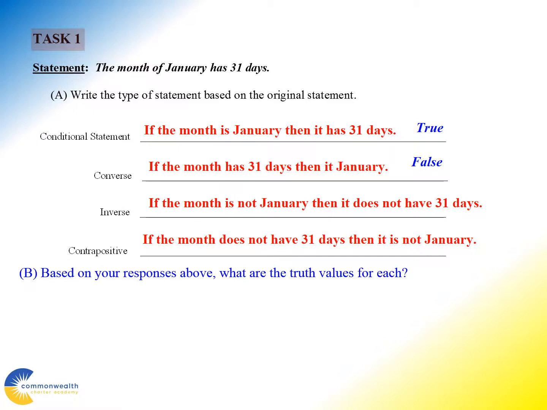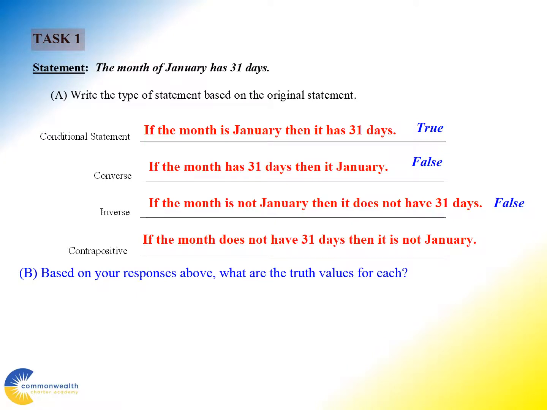Therefore, the inverse: if the month is not January, then it does not have 31 days. Well, again, a month that's not January would be like July. July does have 31 days, so it makes this statement false. And the other thing you have to keep in mind is that the converse and the inverse are logically equivalent. They should have the same truth value. Just like the contrapositive and the original conditional statement, they're logically equivalent.